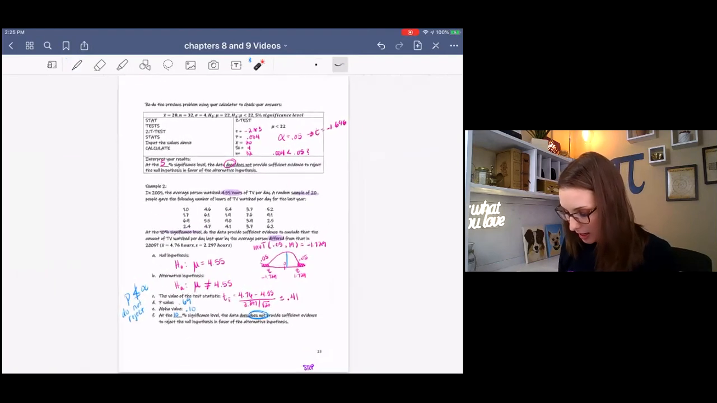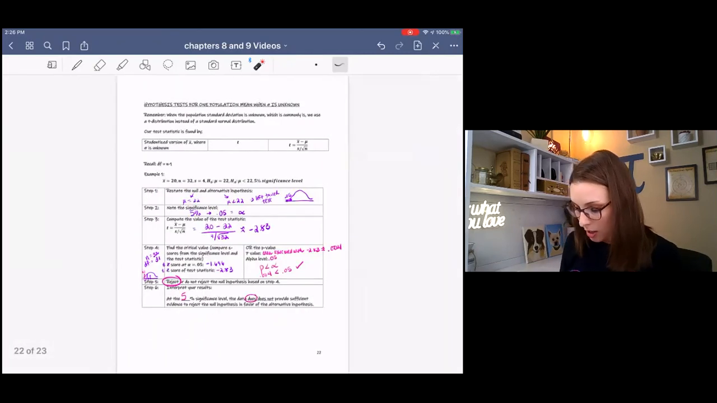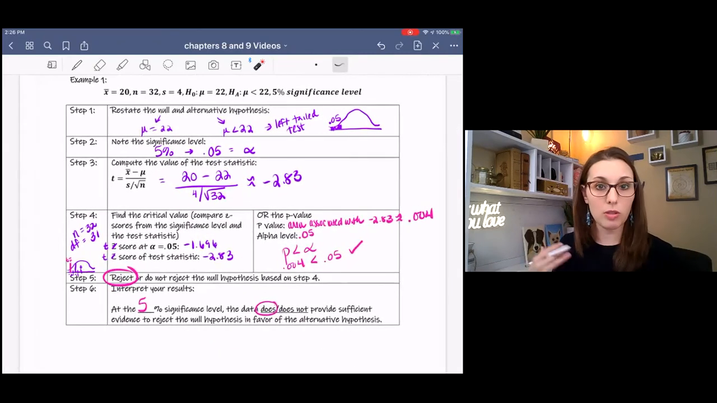So that is the t-test and the t-distribution, hypothesis testing, not knowing the population standard deviation. So it's very similar to the z-test. It's just using a little bit different formula and a different curve.